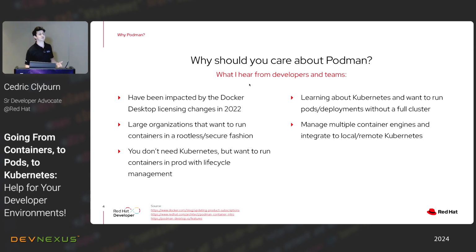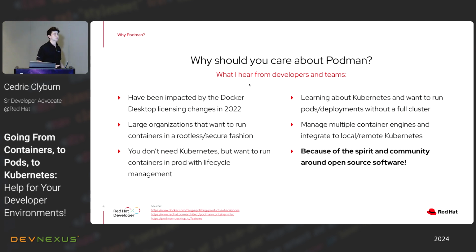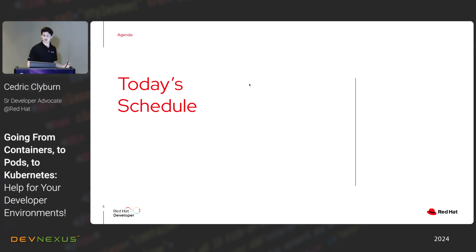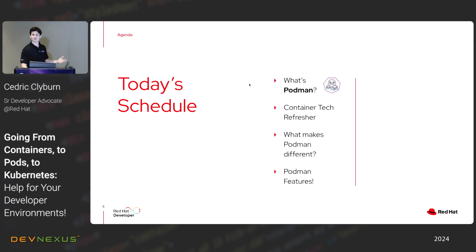But for me, the biggest reason why I care about Podman, and I think why you should care about Podman too, is because of the spirit and community that open source software provides, a way for me and you and our partners and our competitors to all be able to work on something and to move software forward, to be able to create issues and feature requests and PRs and contribute new features to the technology that we use every day. So that's just a bit about why you might be using Podman and why I think you should use Podman.